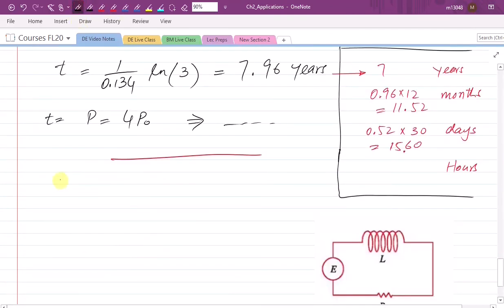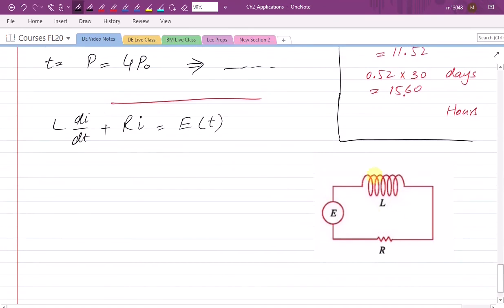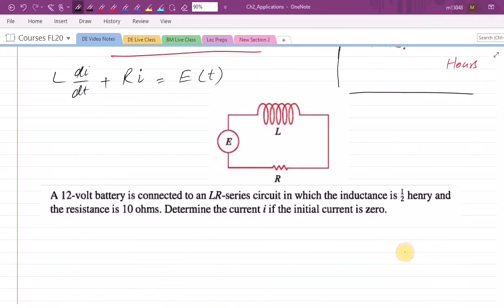The equation that represents this electric circuit is given by L di/dt plus Ri equals E. L is the inductance, the inductor, it represents the inductor here. L is the value of this inductor, R is the value of this resistor, and E is the value of the power source. So let's see a question on this one.